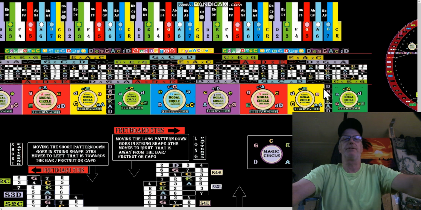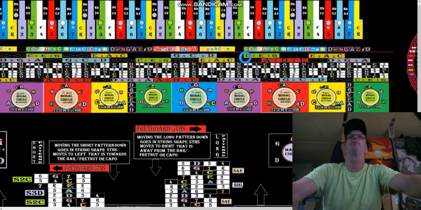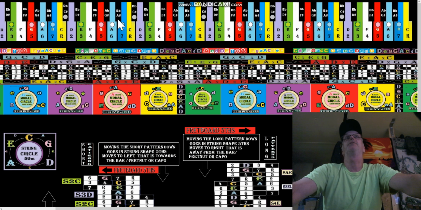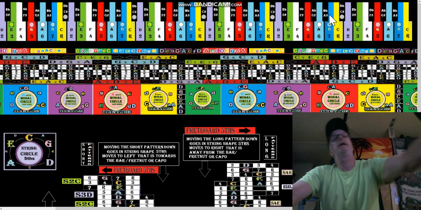It works the exact same way with the fourths. That's why I made this chart. And up here, I put some eye candy. These are the dots. They repeat. These are the notes that the dots are on. Notice the accidentals on the piano.